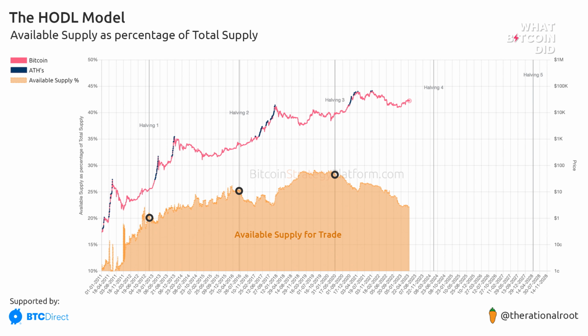So this is, again, zoomed in on that orange part, which is the available supply for trade. But here we look at it in percentage terms. So how much percent of the supply is available for trade? And we can see that in the first halving, around 20% of the supply was available for trade, and we had these huge price increases that came with that. Then in the second halving, we had 25% of the supply available for trade.